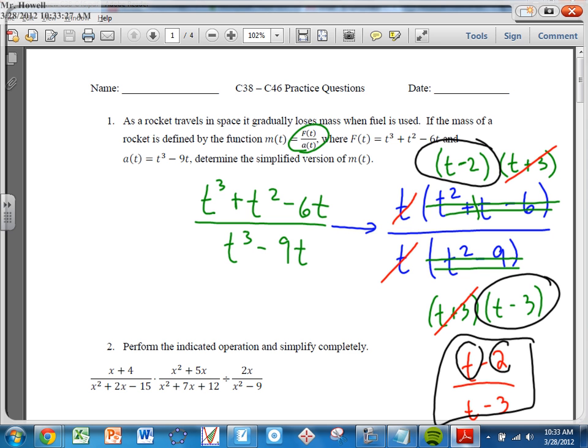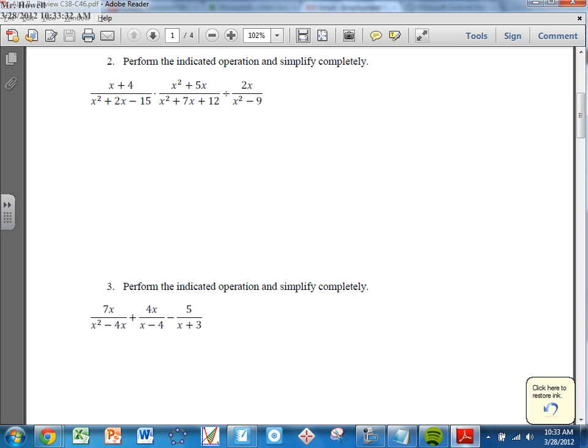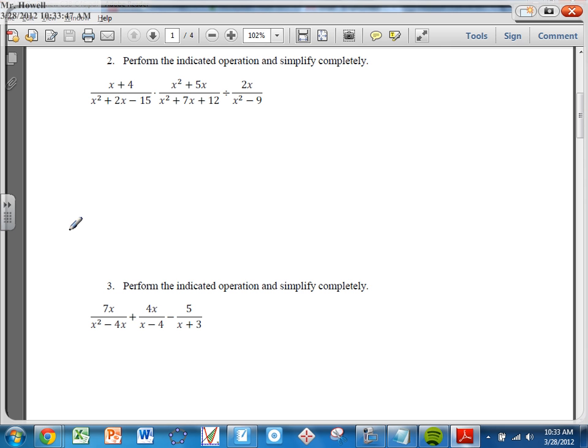All right, number two. T minus 2 over T minus 3. Alright, this one now. Multiplying and dividing. We can break all of them down. We can break a lot of it down.